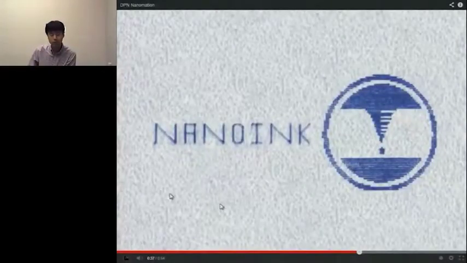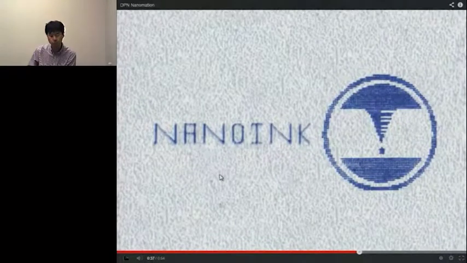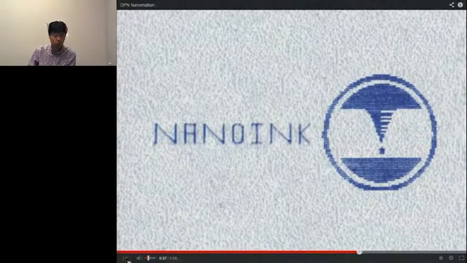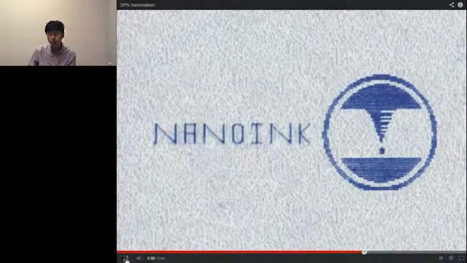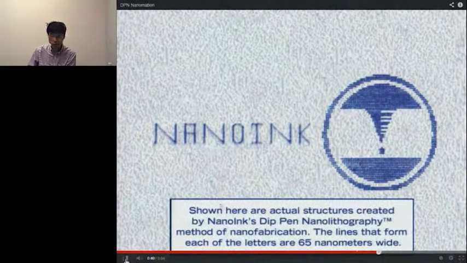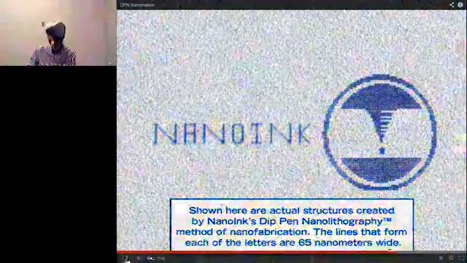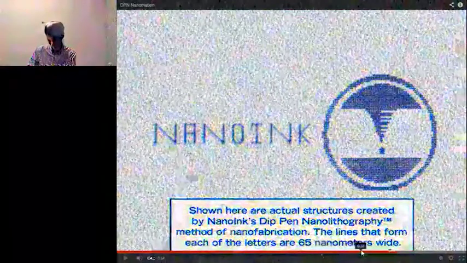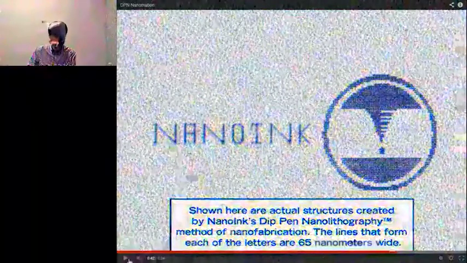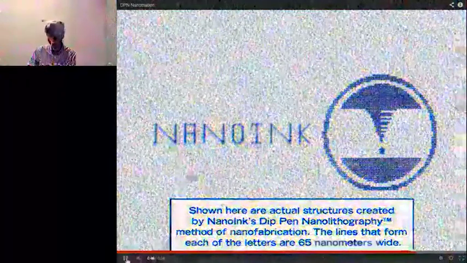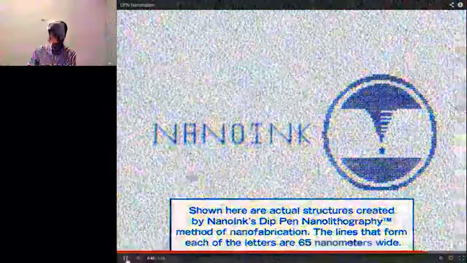And this is the actual result written on an actual paper. The size of the letter is 65 nanometers wide. So this is an actual written result.